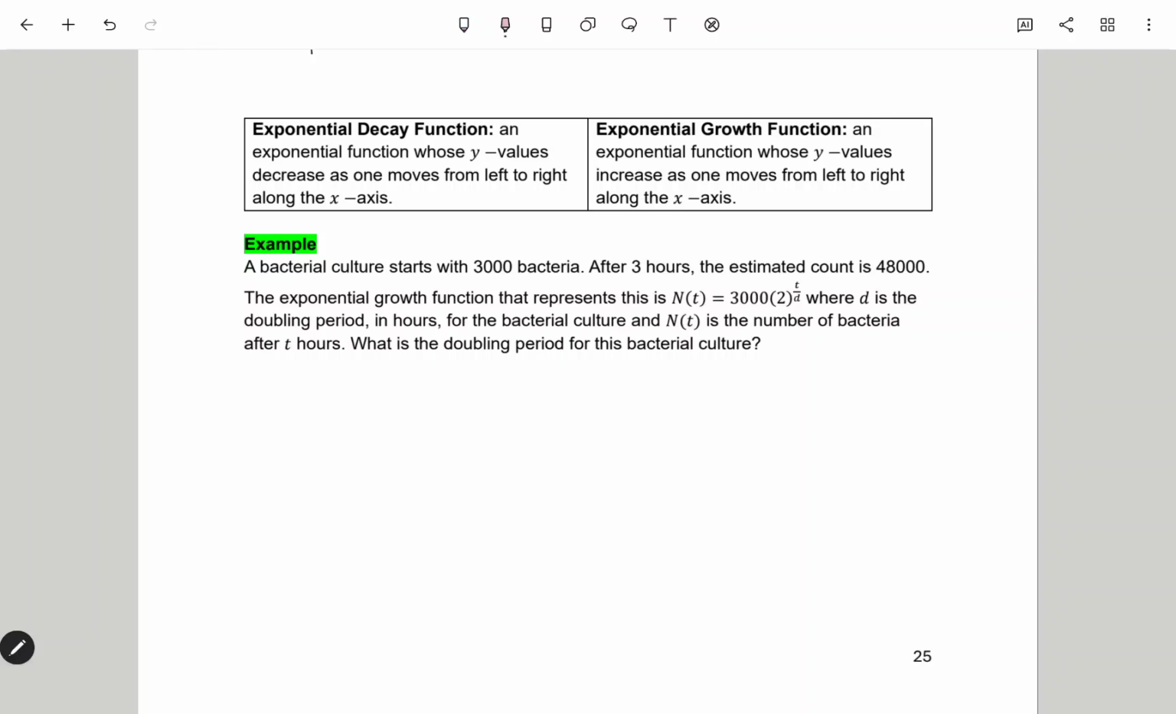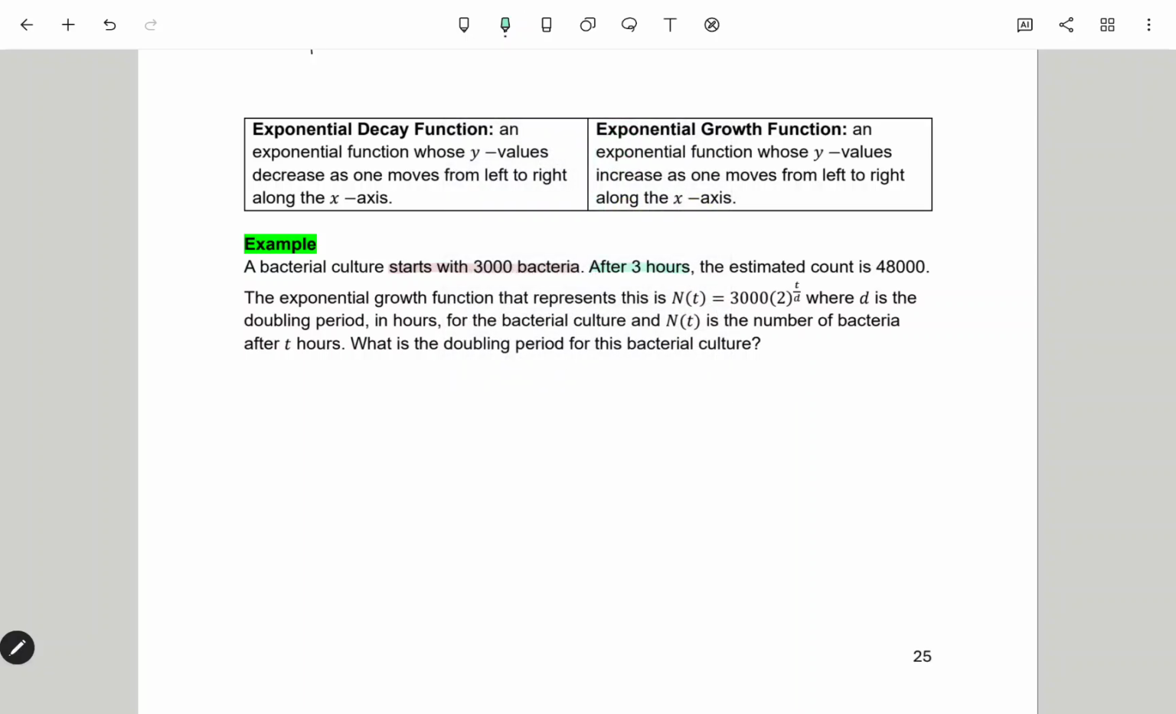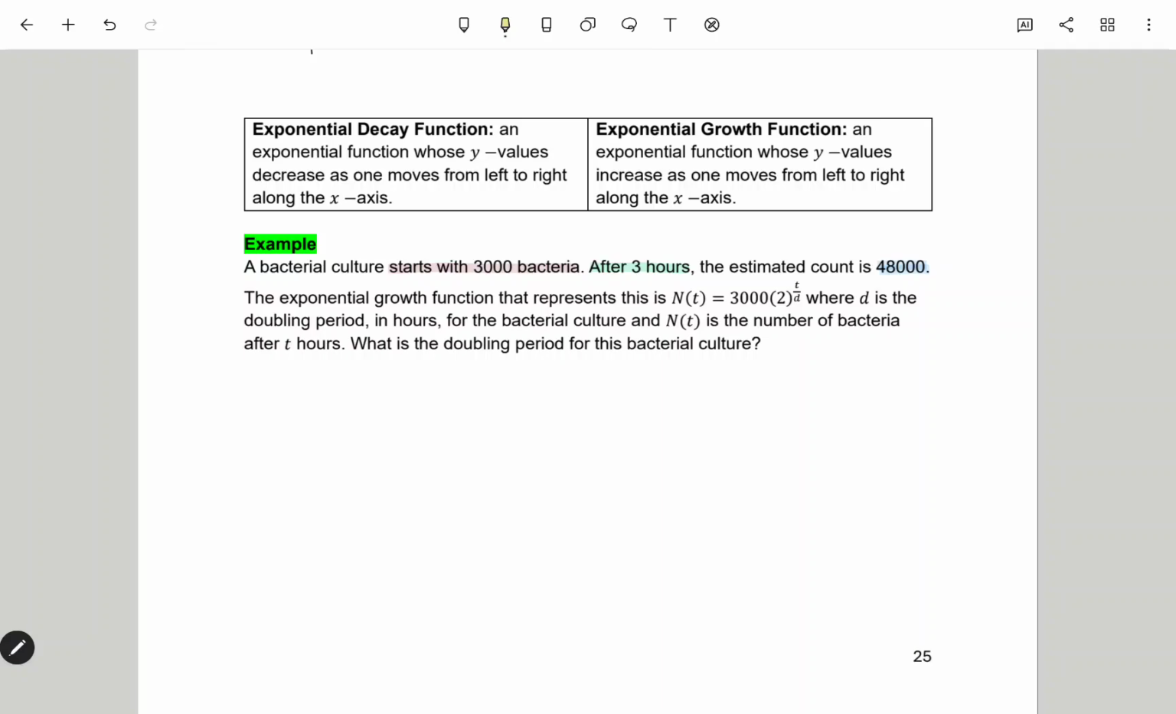Alright, so we're going to find some important information in this question here. A bacterial culture starts with 3,000 bacteria. After 3 hours, the estimated count is now 48,000. So obviously we can see we have exponential growth here because we're getting bigger over time. The exponential growth function that represents this is N(t) is equal to 3000 times 2 to the power of t over d, where d is the doubling period.